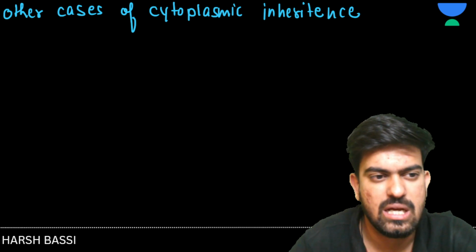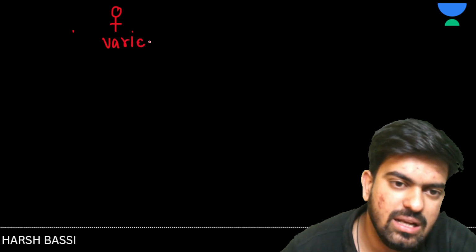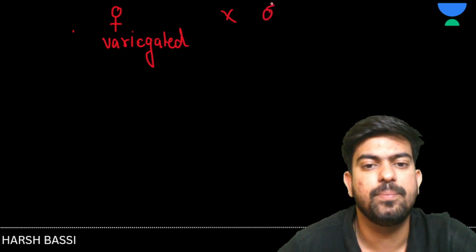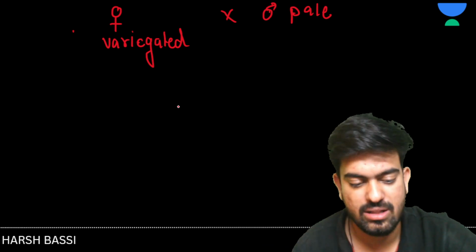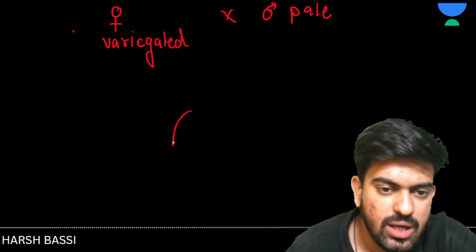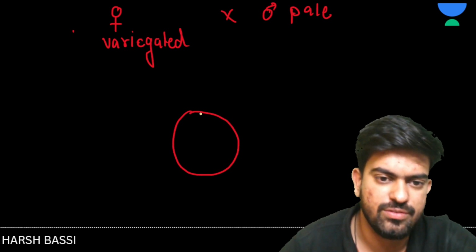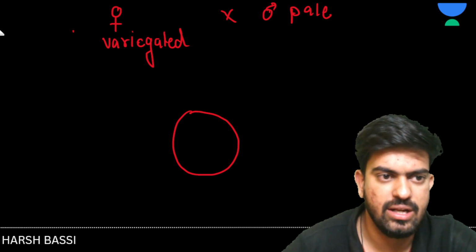Okay, one second. Before that, I'll also explain one more thing. There can be one more situation, when the female is variegated and the male is, let's suppose, pale or any other color. To learn this, see here: this inner circle represents the color of the female. I need three colors here.